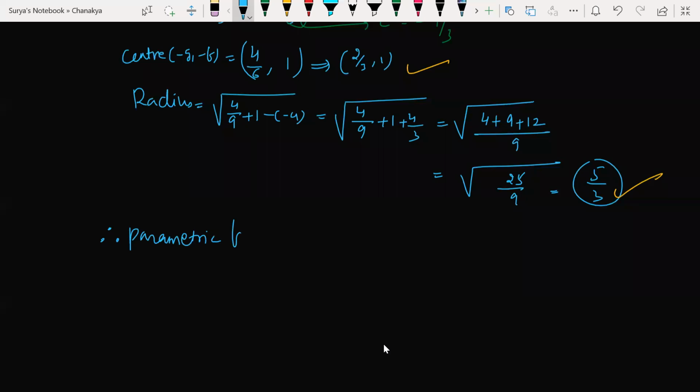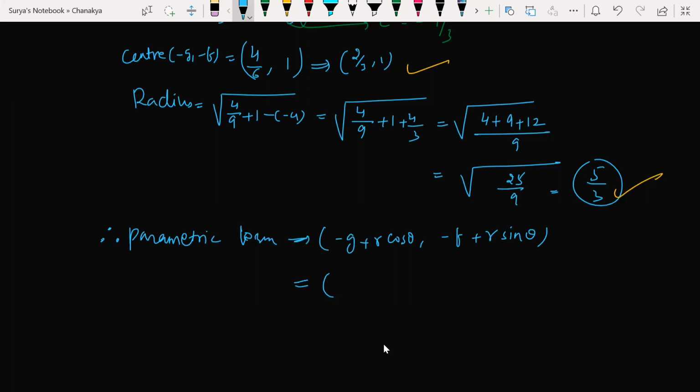Parametric form of the given circle is what? You write the parametric form of the given circle. You need not write all this stuff. Basically, parametric form is equal to x = -g + r cos theta, y = -f + r sin theta.